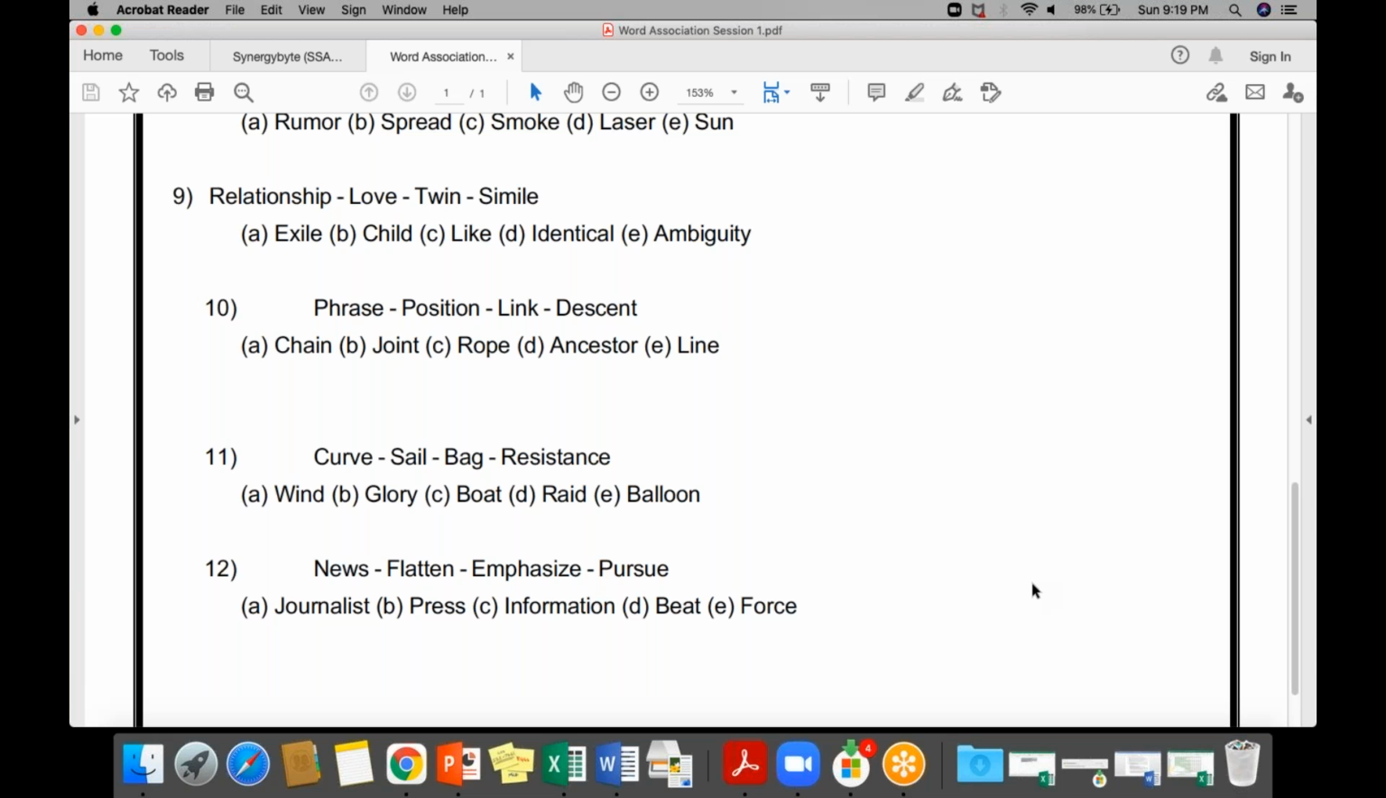Exactly. To pursue someone is to try to constantly convince someone, to press them, to pressurize them to go for what you want them to go for. Similarly, press is related with emphasize. When I press something, it may get flattened, and press and news are synonymous. Press is my correct answer for question number 12.